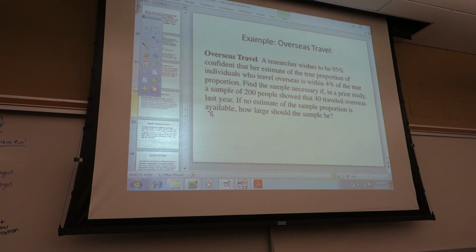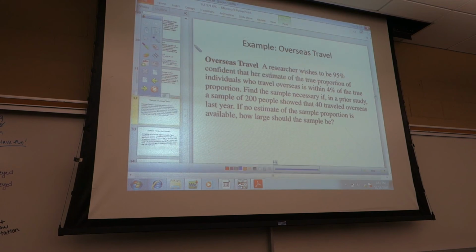And next one. A researcher wishes to be 95% confident that her estimate of the true proportion of individuals who travel overseas is within 4% of the true proportion. Find the sample size necessary if, in a prior study, a sample of 200 people showed that 40 traveled overseas last year. If no estimate of the sample proportion is available, how large should the sample be? Okay, everybody take 10 seconds, try to figure out what kind of problem this is.